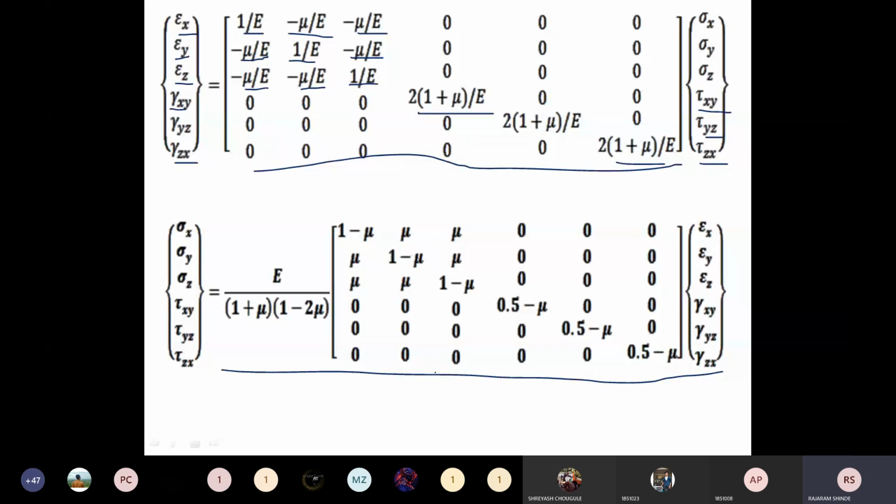You have studied Hooke's law. In Hooke's law, what have you studied? Stress is directly proportional to the strain. Here also stress is directly proportional to the strain, but you have taken only the one-dimensional case, where stress sigma is equal to E into epsilon. Here you can see this middle term, from here to here, this matrix is formed by the material property matrix.